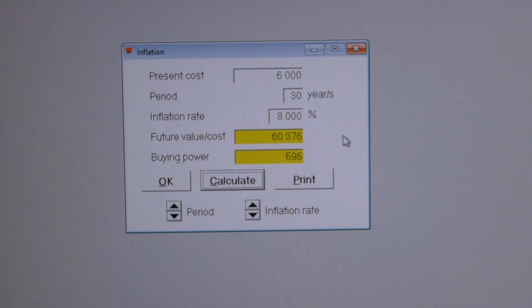Will your current pension be enough, or should you now start putting your money away for your future? The calculator also shows that if you put 60,000 Rand under your pillow today and took it out in 30 years' time, it would buy you something for about 596 Rand. An item that cost 569 Rand 30 years ago would cost 6,000 Rand today. If we say that the inflation rate on food is more like 10%, then we can use the spin button to increase the rate and all the numbers change.